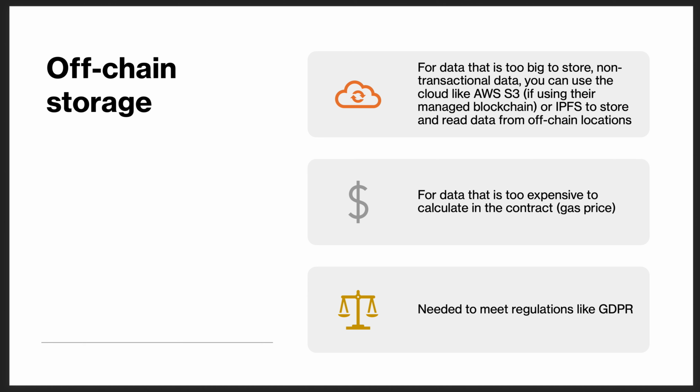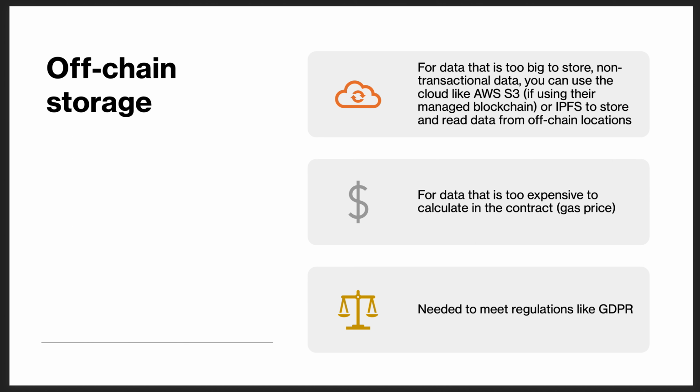So off-chain storage, huge issue right now, especially for data that's too big to store. It can be things like movies, it can be things like music, it can be things like pictures, it can be just big blocks of binary data, census data. So all this stuff, all your non-transactional data, that makes sense. You're just going to go ahead and put a link to it or a pointer to it, right? You can use something like the cloud.